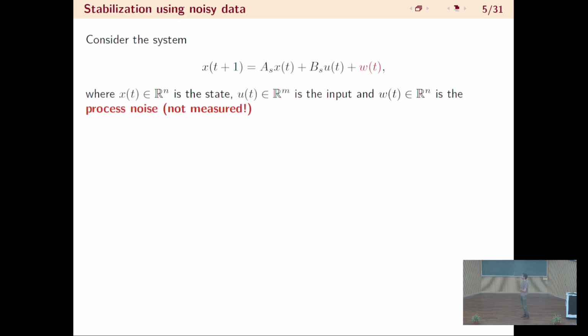Let's talk about the setup then. I'll consider, again, input state systems. U is the input, X is the state. And W here is what we call a process noise term. It's a noise term affecting the dynamics of our system. And this noise term is not measured. So we do not have access to Wt at time t.